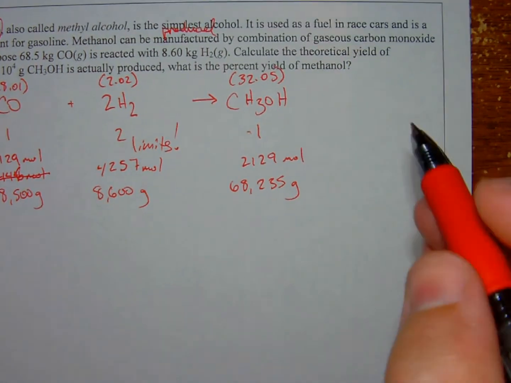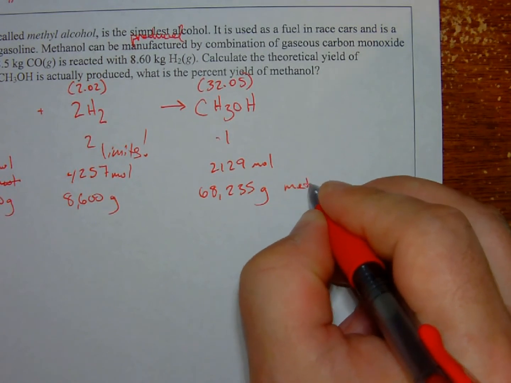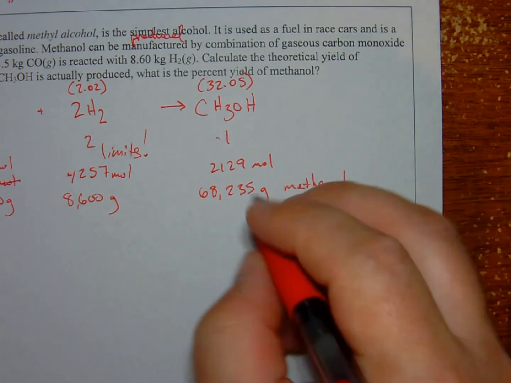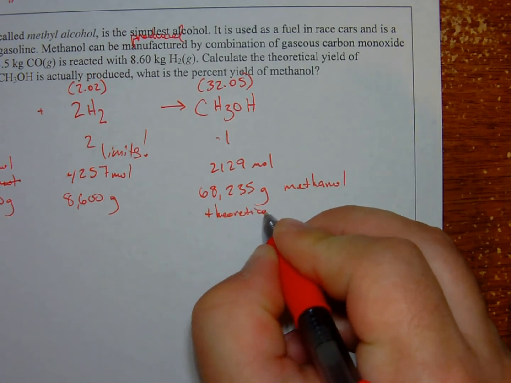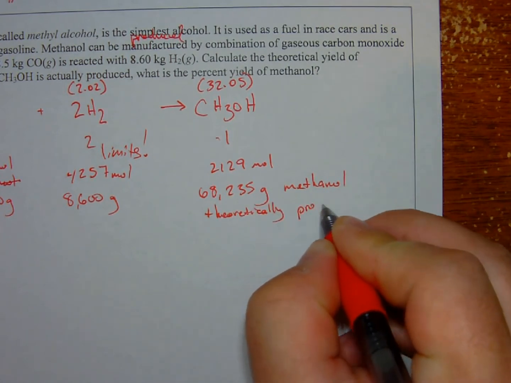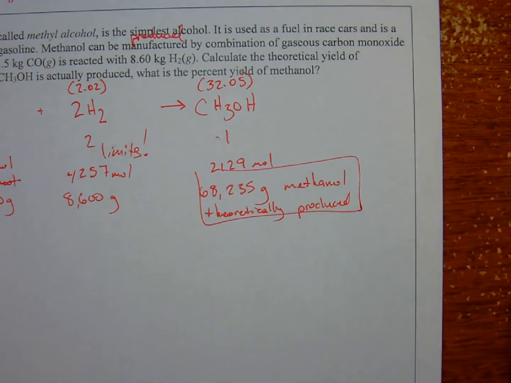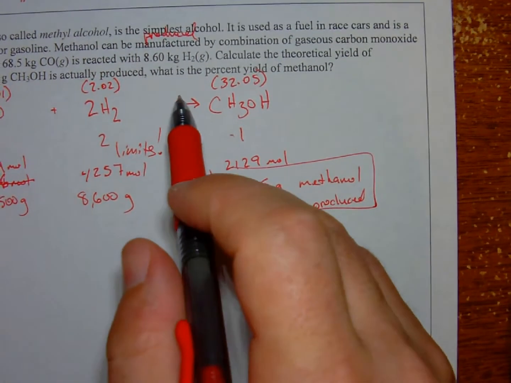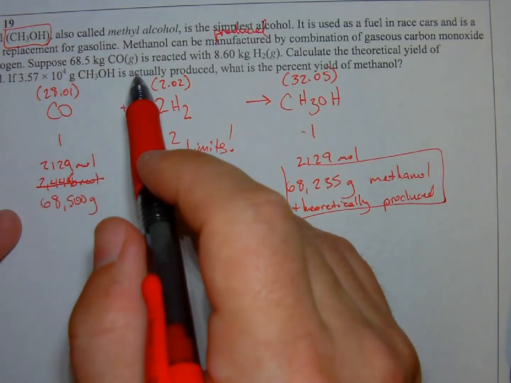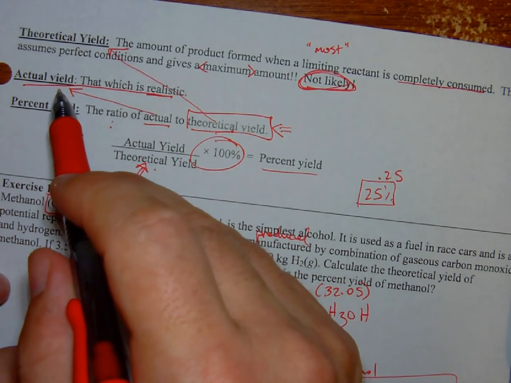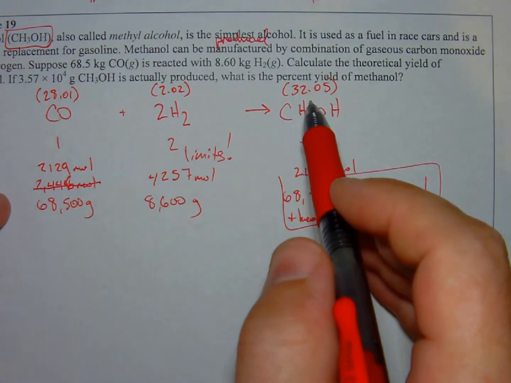So my theoretical yield of methanol is this much methanol theoretically produced. All right, there's one of my answers. What's the other one? If this much methanol is actually produced, so that means that it's the actual yield, what is the percent yield of methanol?